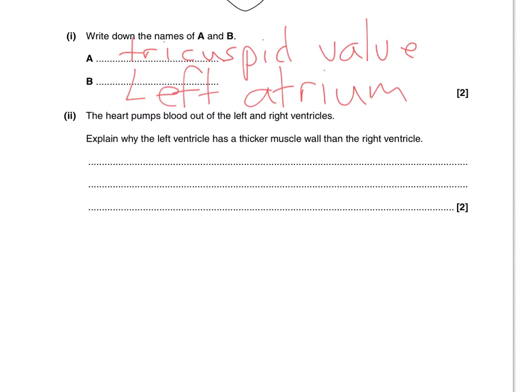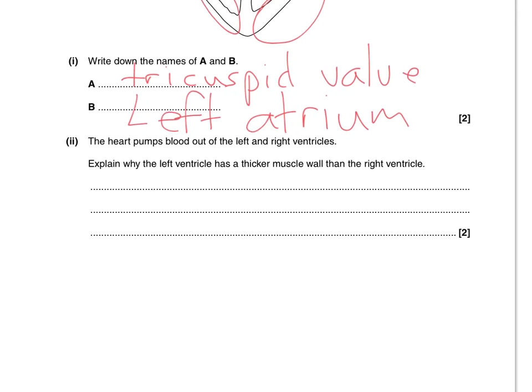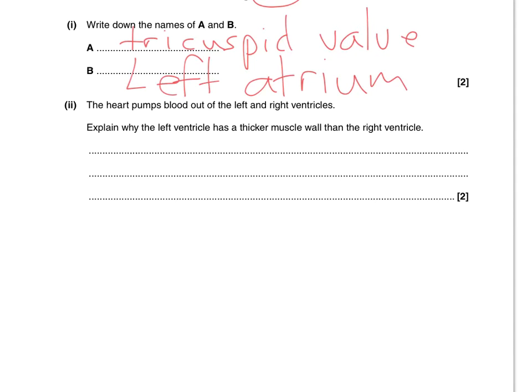The heart pumps blood out of the left and right ventricles. Explain why the left ventricle has a thicker muscle wall than the right ventricle. So again, you're thinking, why is this side of the heart, this muscle, thicker than this muscle over here? So you've got to think about it. Where do those parts of the heart pump to? You should be thinking the right ventricle has to pump blood a shorter distance, or you could say the left ventricle has to pump blood to the rest of the body. Okay, so that's 1 mark if you said left ventricle pumps to the body, okay?